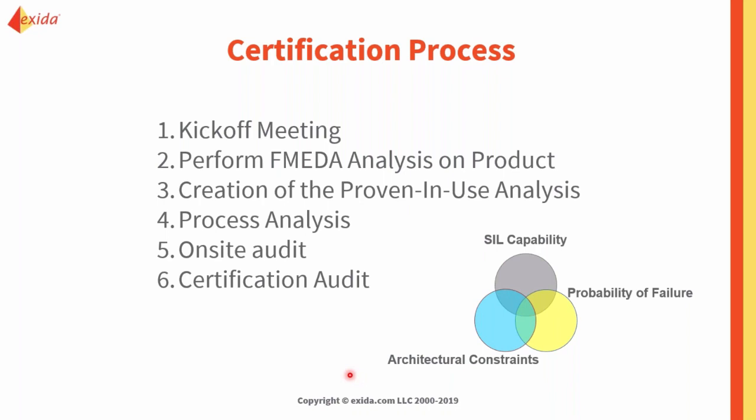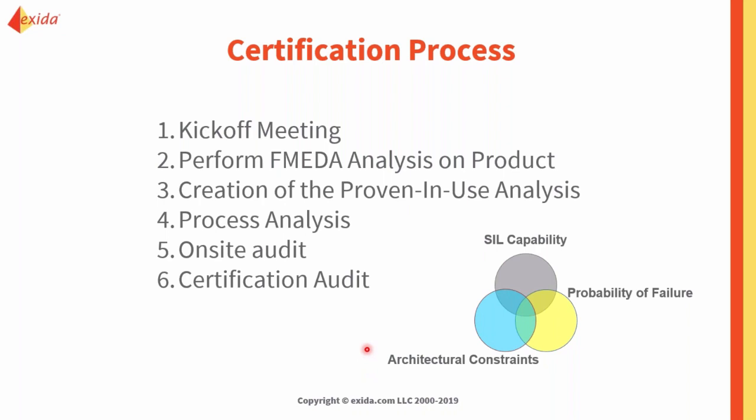Next, we do a proven in use analysis if it is a historical product. If it is not a historical product, we will look through verification and validation test plans and test results. So both of these will cover both the systematic capability, looking at if there's a lot of returns or possibly reoccurring design errors that could be changed, and also the architectural constraints of the product.